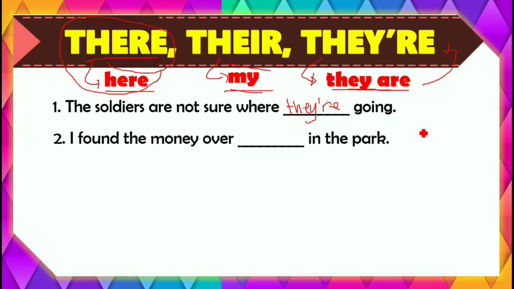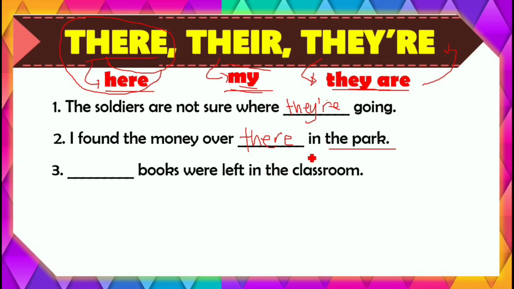What about this one? I found the money over blank in the park. Can you say "I found the money over my in the park"? It sounds not right. What about "I found the money over they are in the park"? Not correct also. So our answer is this there. I found the money over there in the park. You are referring to a place in the park. So this is a location.